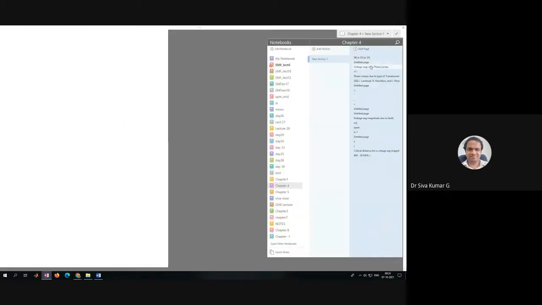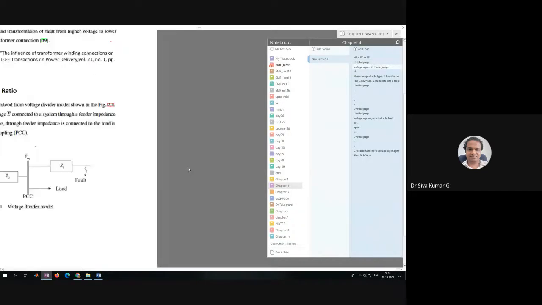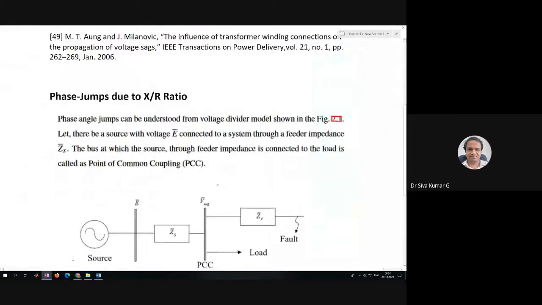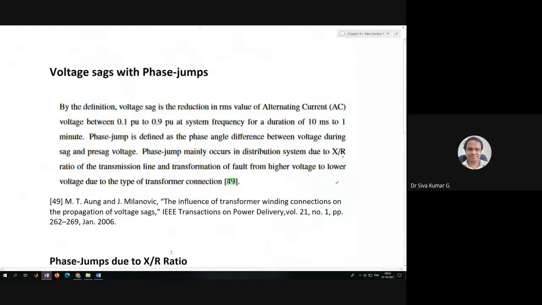For that, here you can see the definition. There is one more thing which I forgot to mention over here. We define this voltage sag as 0.9 to 1.9 per unit at a system frequency, that is fundamental frequency, for a duration of 10 milliseconds, which is half cycle, to 1 minute.